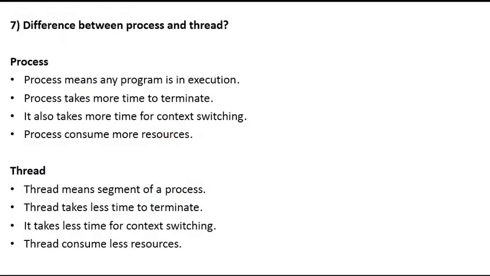The next question is the difference between a process and a thread, and it's a very important question. A process means any program in execution, and a thread means a segment of a process. The process takes more time to terminate, but the thread takes less time to terminate. The process also takes more time for context switching, while the thread takes less time for context switching. The process consumes more resources, but the thread consumes fewer resources.